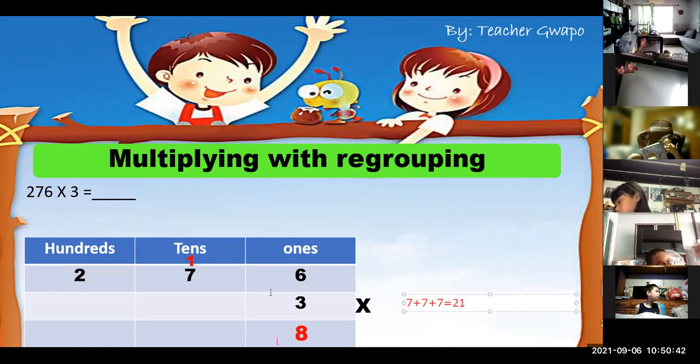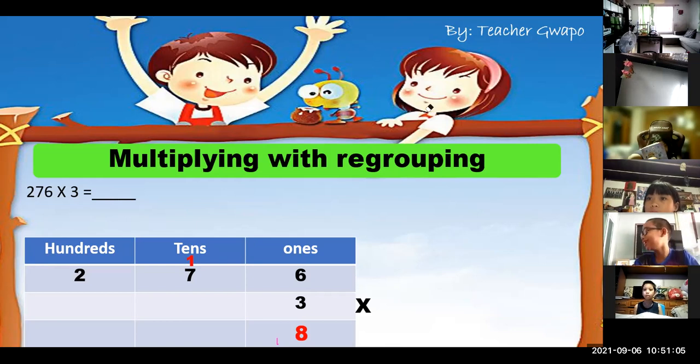Thank you. But always remember that we carry 1 from 6 times 3, right? We have 1 here. So 7 plus 7 plus 7 is 21, plus 1. We need to add 1 here because we have 1 here. So if we multiply this, the answer here is 21 plus 1, and that is equal to 22.